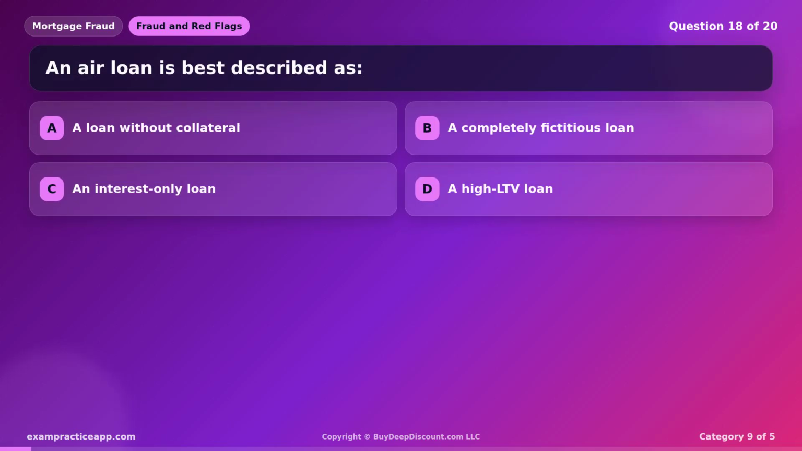Question 18. An heir loan is best described as option A, a loan without collateral. Option B, a completely fictitious loan. Option C, an interest-only loan. Option D, a high LTV loan. Take a moment to choose your answer. The correct answer is option B, a completely fictitious loan. Explanation. Heir loans are fake loans with no real property.